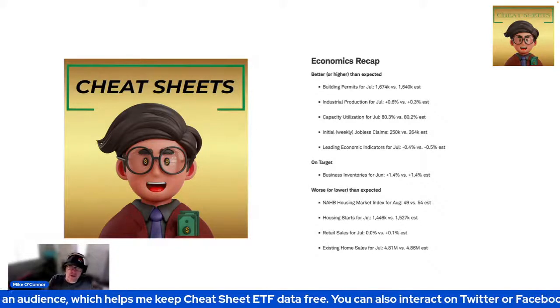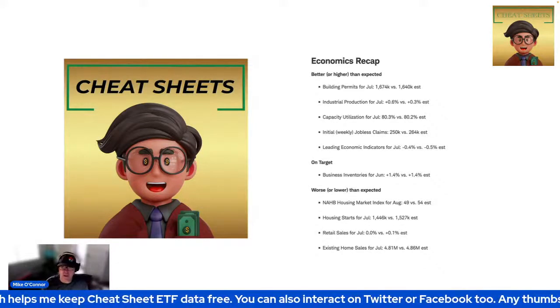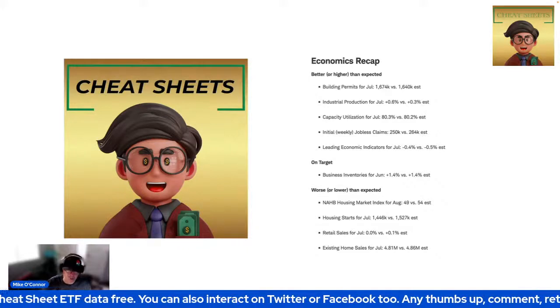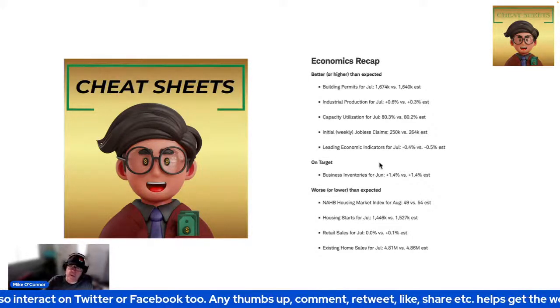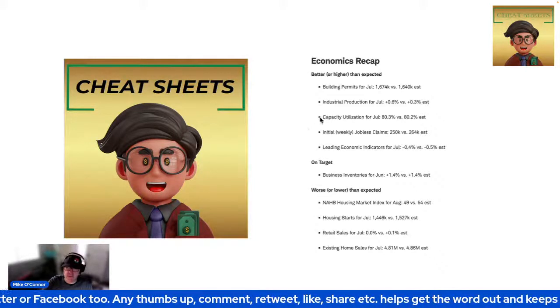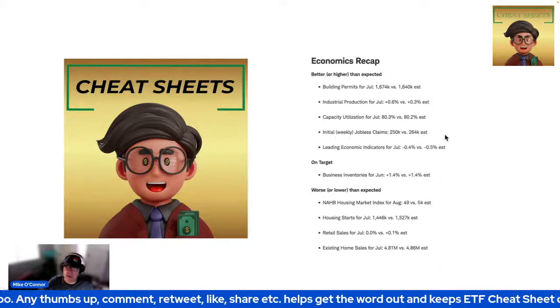Okay, so there are some reports that we'll want to pay attention to in the next week. I've laid them out here so you can screen grab them if you want. I'm not going to go through all of them. I think you know the ones that are going to be really important because the Fed pays attention to them: anything related to the job market.